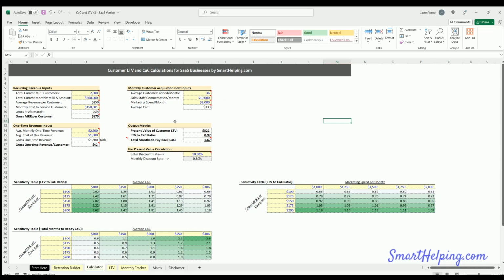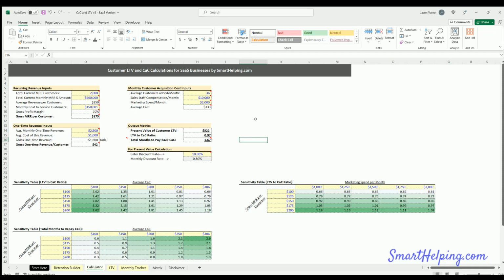So output metrics are the same as the other model, but just a little bit different in the back end. And again, we want the LTV to be above 1. In this case, it's not, so that's not good. We're spending more to acquire customers than what the customers are worth to us for their whole lifetime.